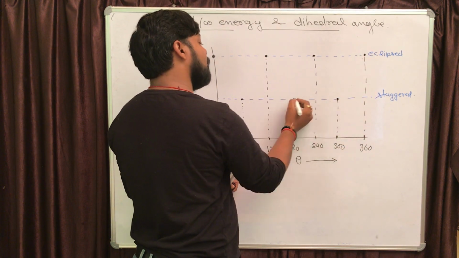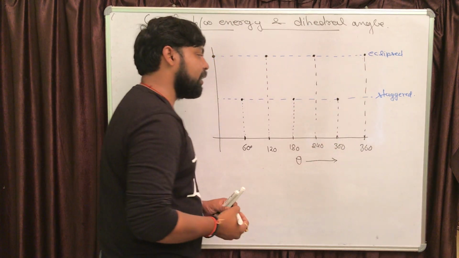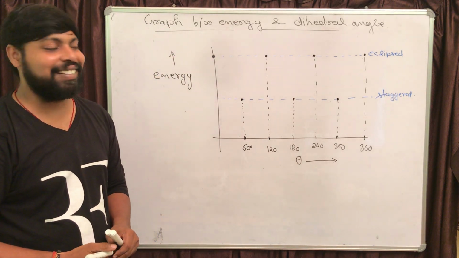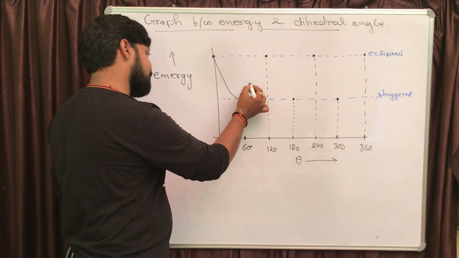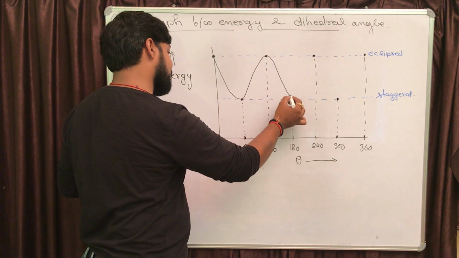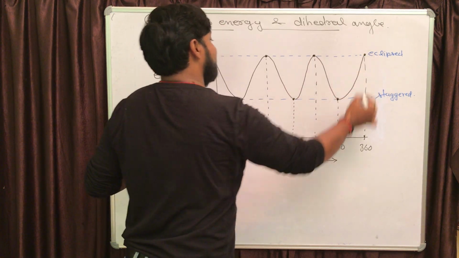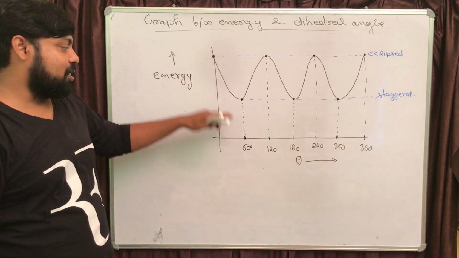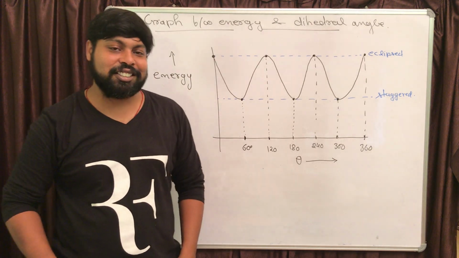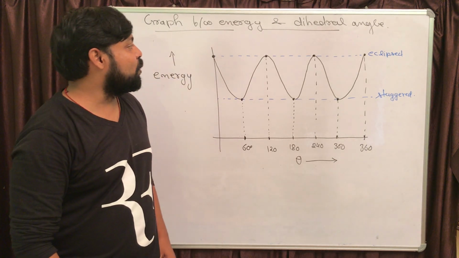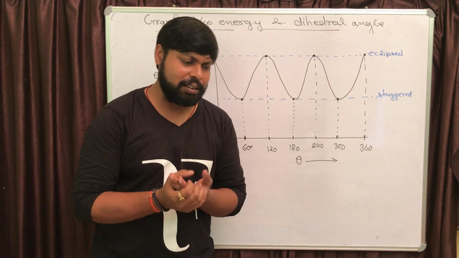Whatever points you have got, just join those points with a smooth line. You will get the complete energy versus dihedral angle graph. So start joining these points. This is the energy versus dihedral angle graph for ethane. It is moving first eclipsed, staggered, and the angle we are taking is 60, 60, 60, 60, and so on, right? So this was the energy dihedral angle graph for ethane. Now it is the complete description of ethane.